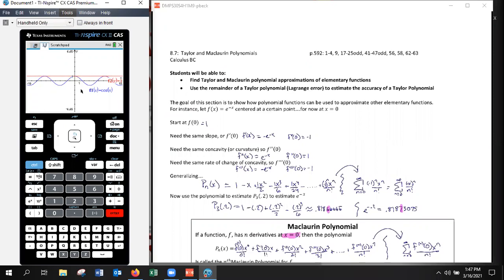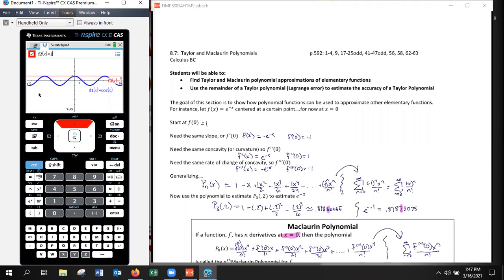To do that, I need to identify a point that's going to be easy for us to work with. 0, 1 kind of fits that bill. So I'm going to start by looking at f of x equals 1, because that is our 0-degree polynomial at the y-axis. Now, if we want to turn this cosine into a polynomial, we have to have the point accurate, which is what we have. We also have to have the slope accurate, so we need to take the derivative.